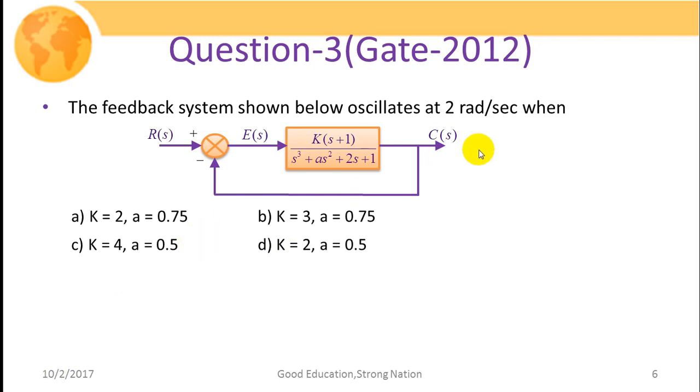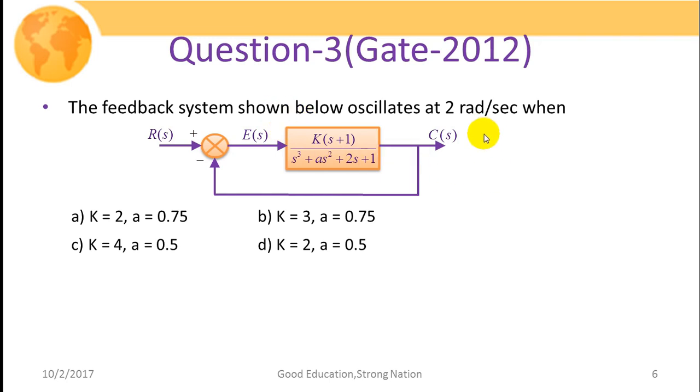The feedback system shown below oscillates at 2 radian per second. This is your unity negative feedback system whose open loop transfer function is given as K times (s plus 1) over s cube plus a s square plus 2s plus 1, and we have to find out the values of K and a.